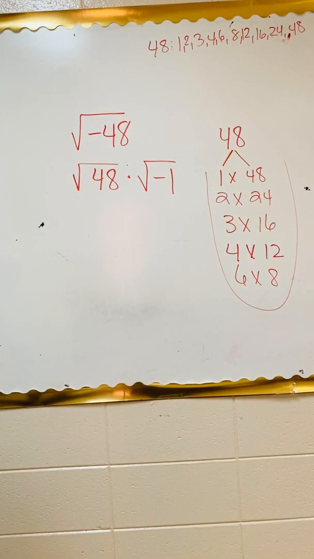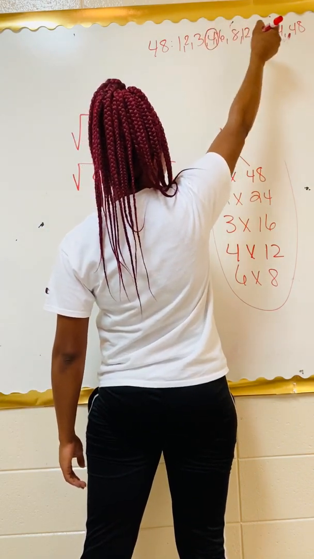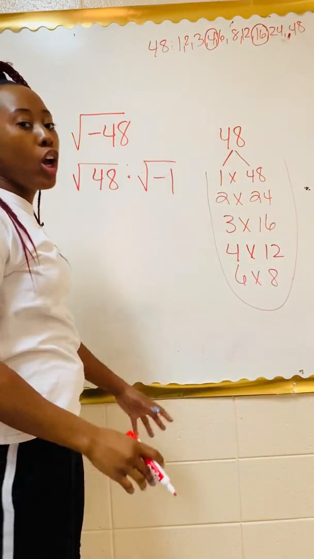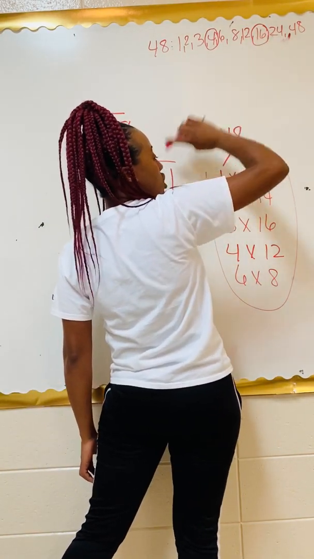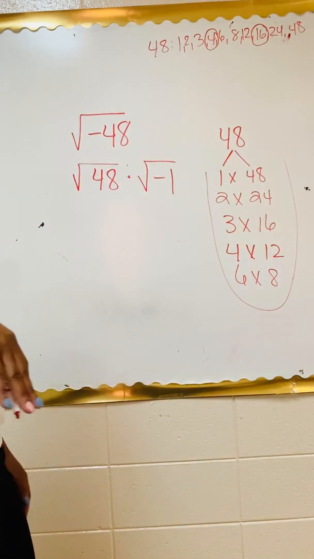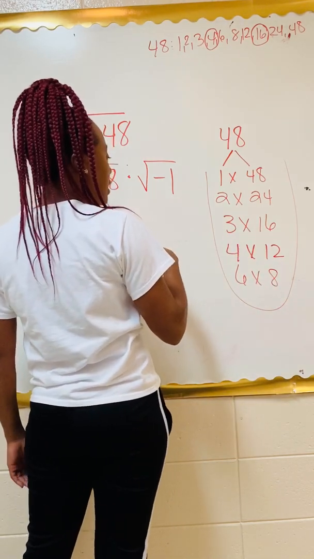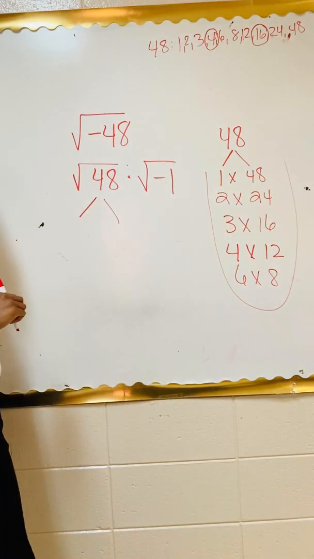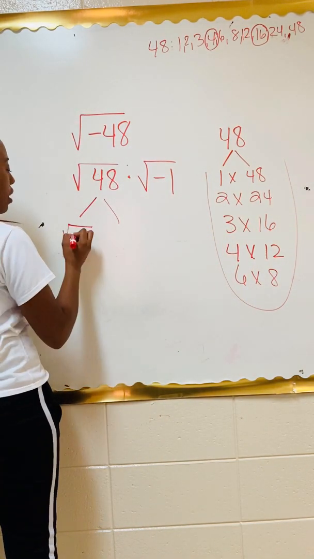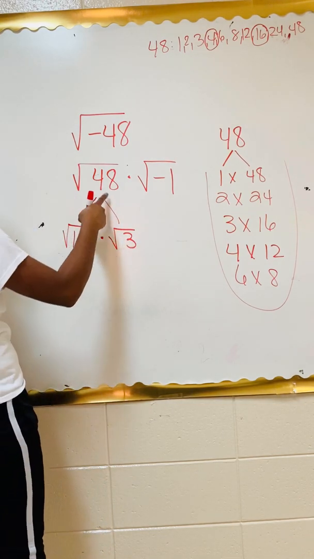So now you have to ask yourself, which one of those factors is a perfect square? Well, what I like about this example is that 4 is a perfect square and 16 is a perfect square. You want to select the one that is the largest perfect square. So 16 is bigger than 4, so you're going to use 16. What number can you multiply 16 by to get 48? 3. That's why it's good to write it side by side. So we're going to do the square root of 16 times the square root of 3. I'm not changing the problem. 16 times 3 is still 48.